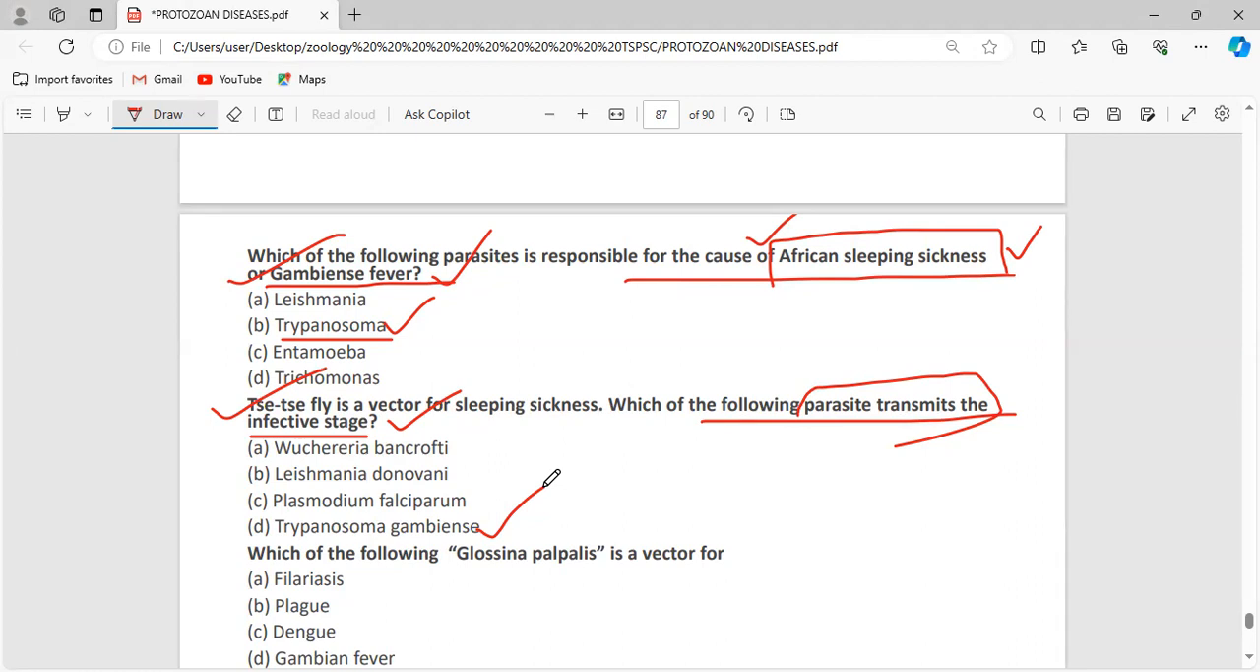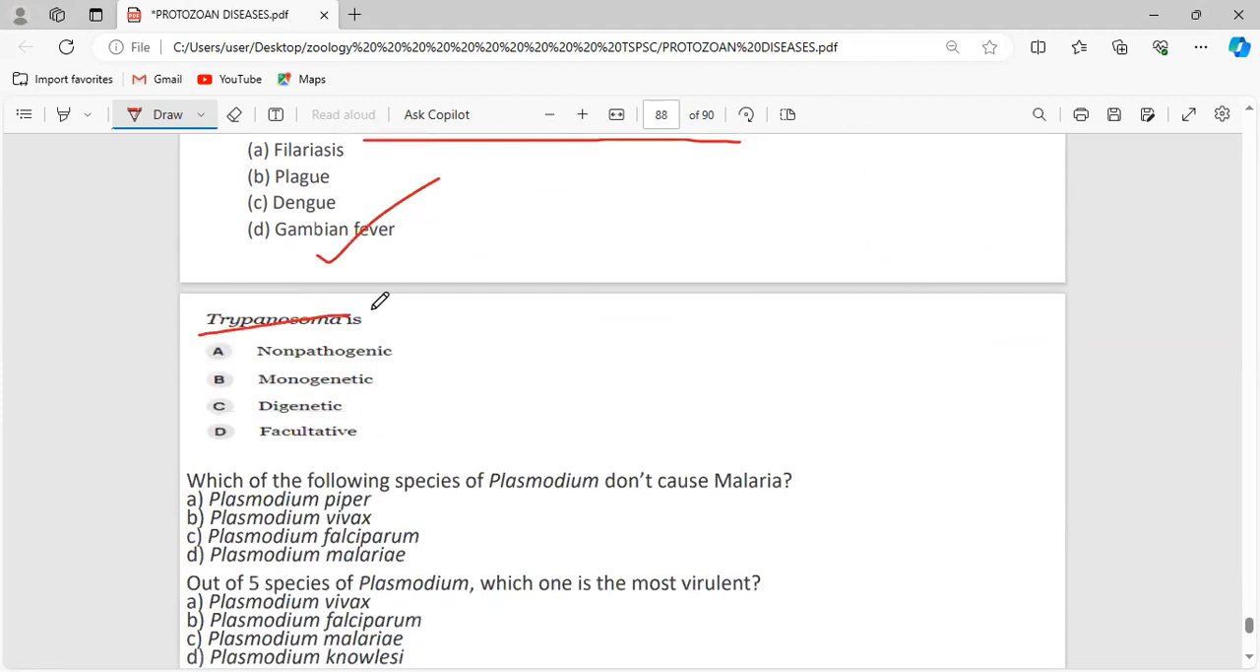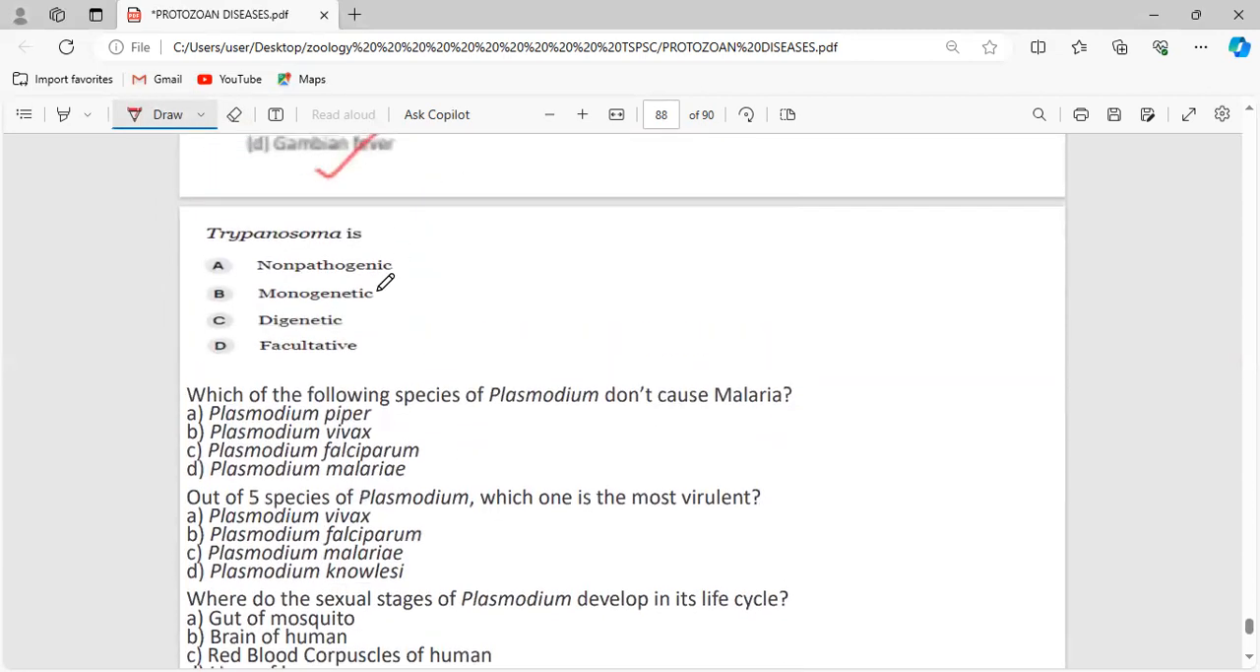Clear? Fine. Next. Which of the following is Glossina palpalis a vector for? Okay. Gambian fever. No doubt in that. Trypanosoma is non-pathogenic, monogenetic, digenetic, facultative.